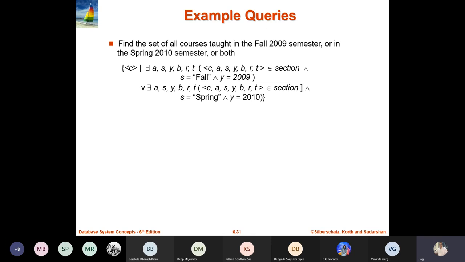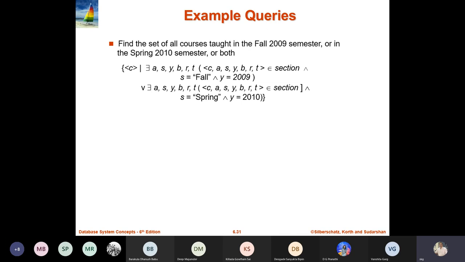Few more examples, the same as what we did in relational algebra and tuple relational calculus. So find the set of all courses taught in fall 2009 or in the spring. What we want as the output is the course ID. So these are the attributes of the section. So C, A, S, Y, T belong to the section, and semester is equal to fall, and year equal to 2009, or there exists this for spring and 2010.